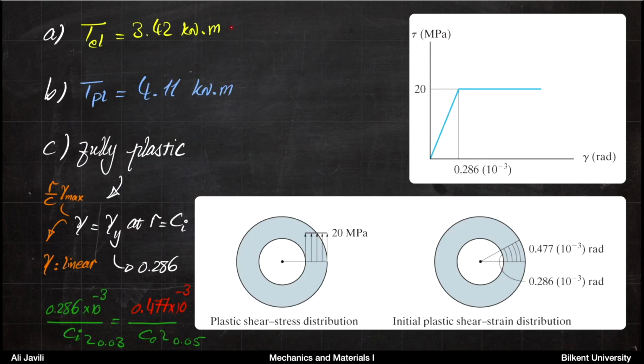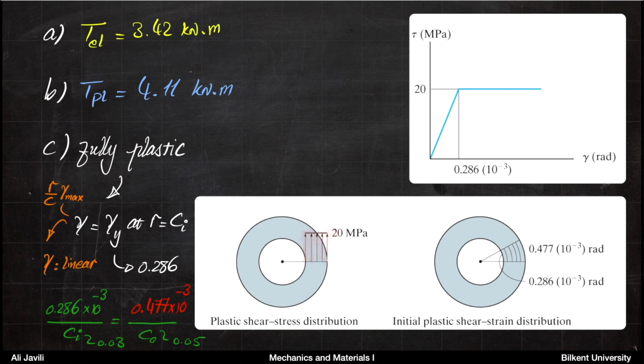Okay, so we have done part A, we have done part B. Now, in part C, we want to know what is the gamma at the outer radius such that we have a fully plastic deformation. Now, if it is fully plastic, the shear stress distribution would be like this. So it's just a constant stress. This is the stress distribution.